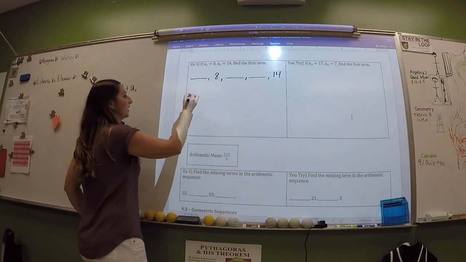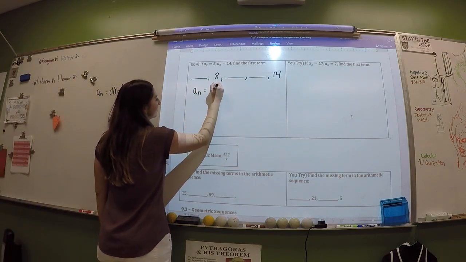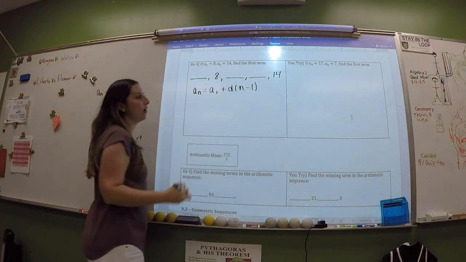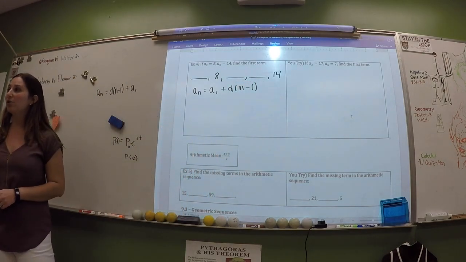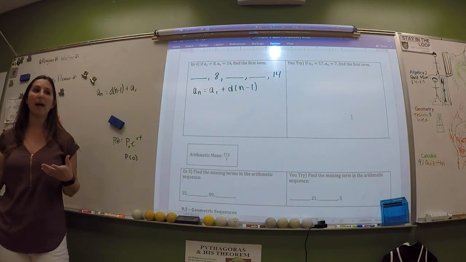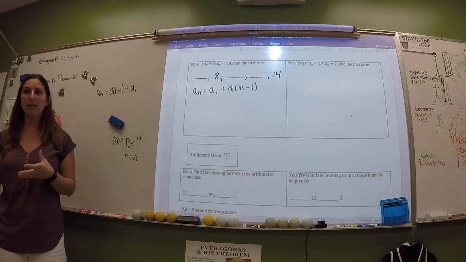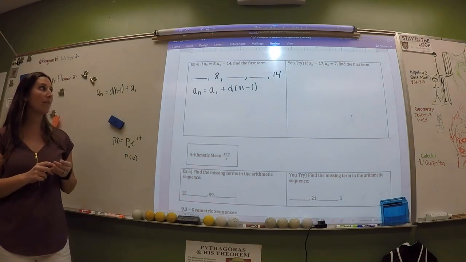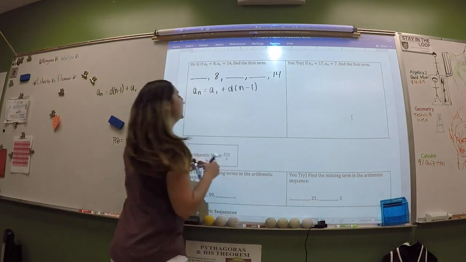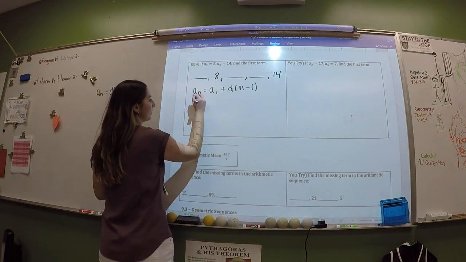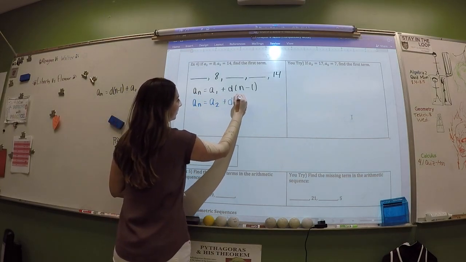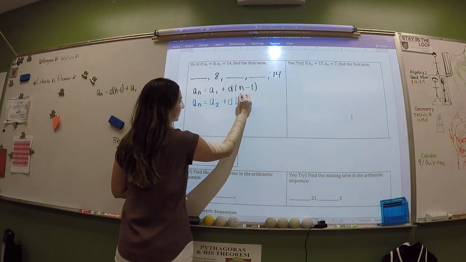Our formula can be rearranged to fit other situations where we don't necessarily have the first term. So it can be tweaked. In this situation, we don't have the first term, we have the second term. So what we can do is vary this a little bit so that this says A sub 2.